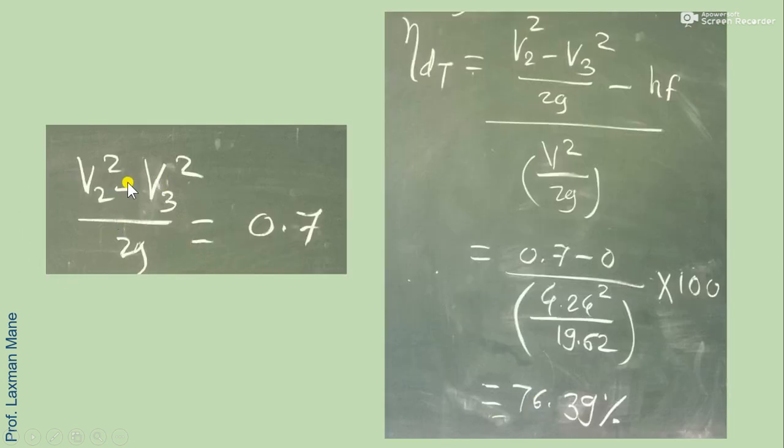So here again we get the expression in the form of V2 square minus V3 square divided by 2g is equal to 0.7. So directly this value we use here in the draft tube efficiency, 0.7. Frictional loss is 0 and V2 we have calculated. So we can put here the V2 value and we get the draft tube efficiency.